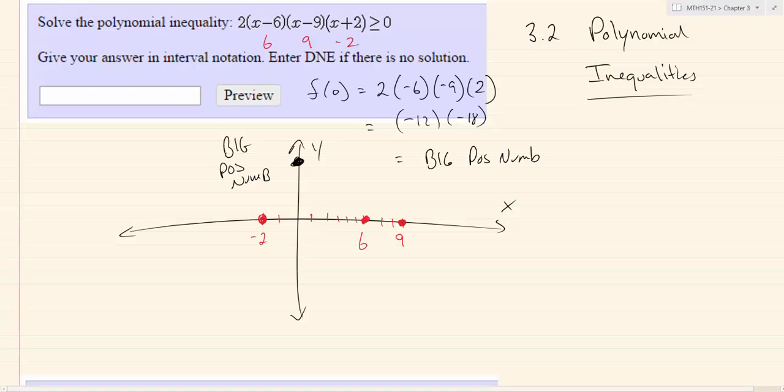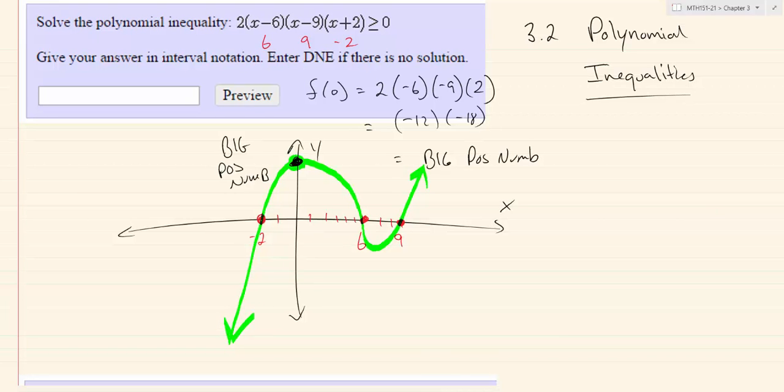So now we can start sketching the graph. Starting at the y-intercept, which we know is a big positive number, we know that the function goes down this way, passes through 6, curls back up, and passes through 9. That's moving to the right. Moving to the left, we know that the function passes through -2 and continues downward.